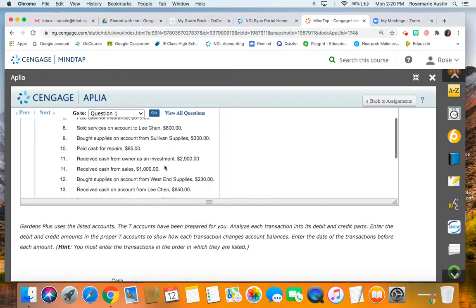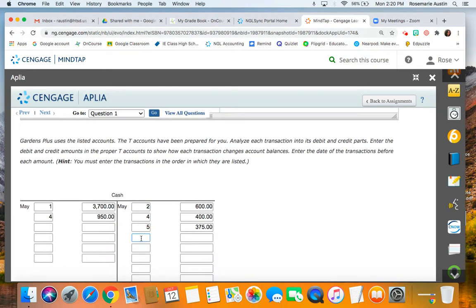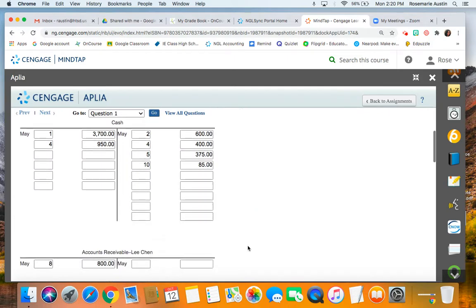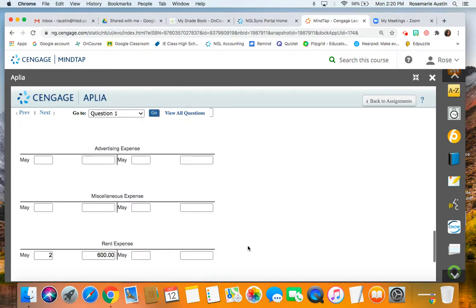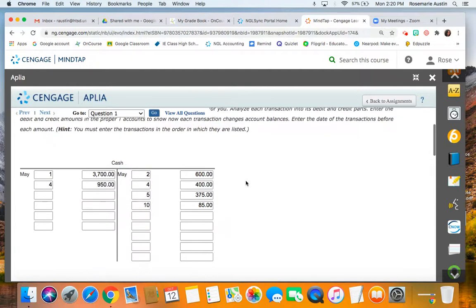So on the 10th, you paid cash for repairs. So your two accounts there are cash and repairs expense. So if you paid cash on the 10th, that means it's going to go down with a credit entry, $85. And the other account is repairs expense. So let's go down there, and that's going to be a debit. Remember, expenses are always debited. So let's look for repair expense. I think it was May 10th. I can't remember already. And $85. Let me just double check that was May 10th. Yes, it was $85.